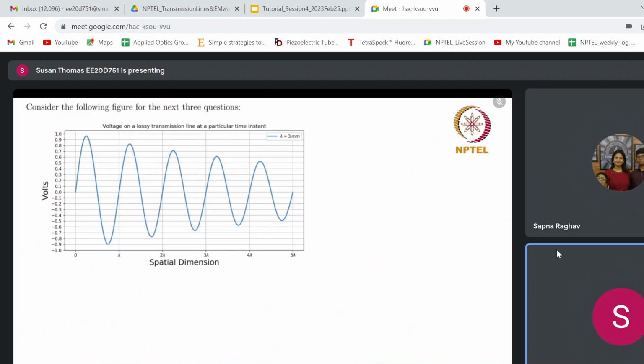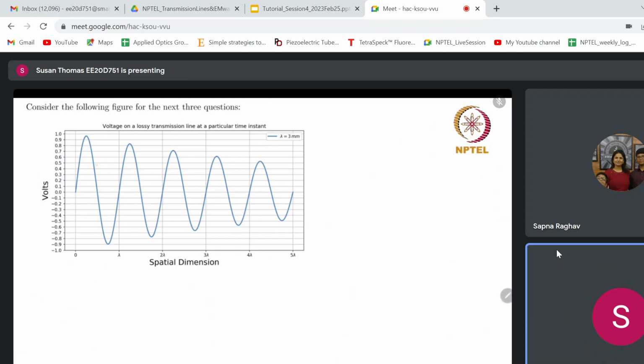Okay, coming to the next question. This was an assignment question, not exactly the same, a similar assignment question from the previous week. I felt this was a little confusing for a few people, so I took this for a discussion.